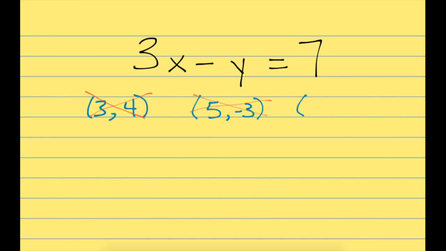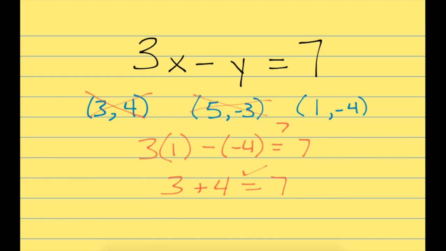Let's try the point 1, negative 4. So we plug in 1 for x, negative 4 for y. 3 times 1 is 3. Negative 4 is positive 4. And that does equal 7. So 1, negative 4 would be on the line when we graph it.